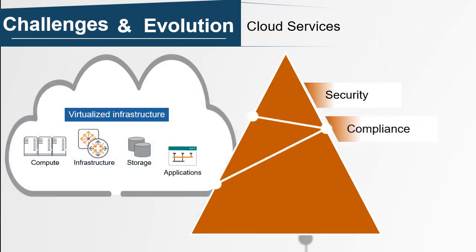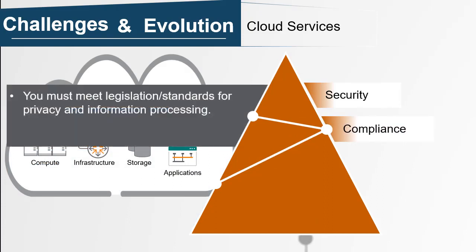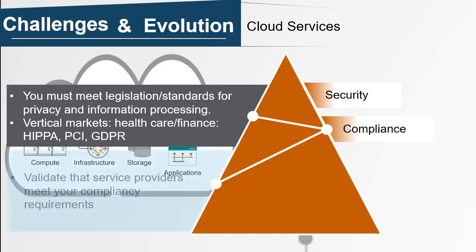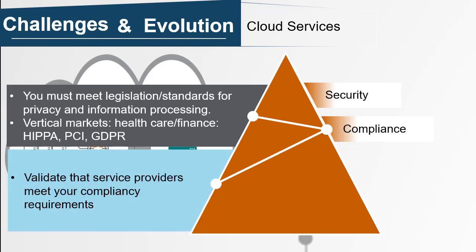Now there's compliancy issues. You must meet legislation and standards for privacy and information processing. These compliancy issues are often government mandated, especially for vertical markets like healthcare and finance. Now I'm thinking about things like HIPAA and PCI compliance regulations in the US and the European General Data Protection Regulation, or GDPR, for storage of personal data. The organization may have their own compliance guidelines, and you must ensure that service providers meet your requirements.